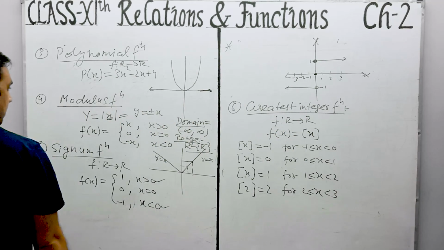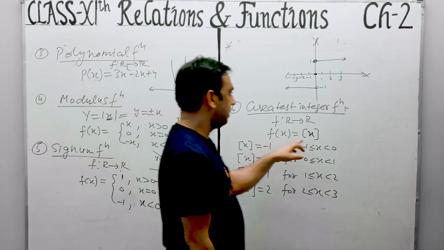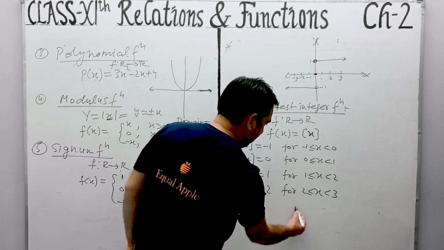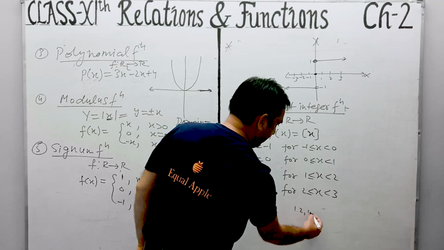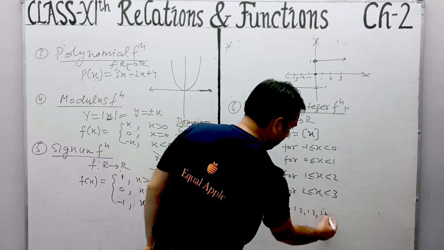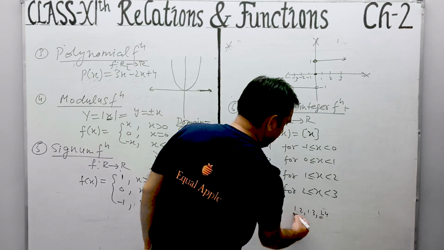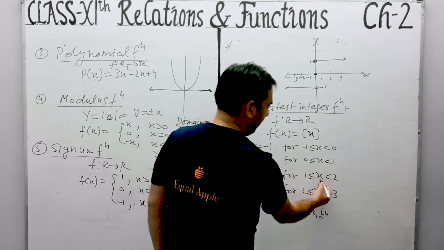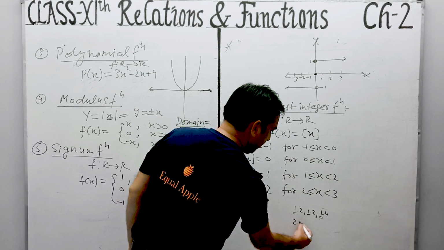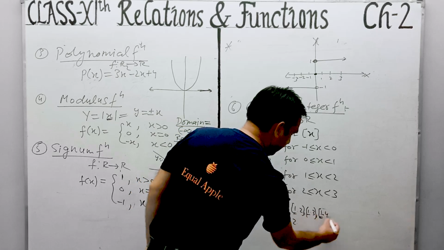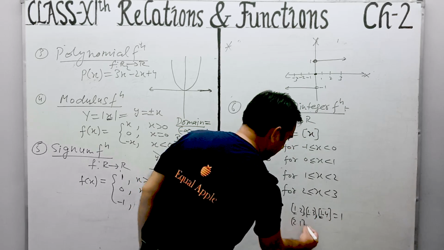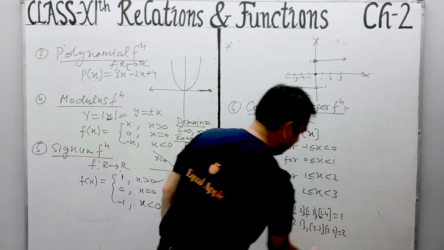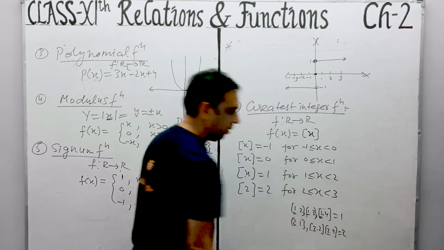So here, for the greatest integer function, if we have any value like 1.2, 1.3, 1.4, the greatest integer value is 1. Similarly, if we have any value like 2.1, 2.2, 2.9, the greatest integer value for all of these will be 2.